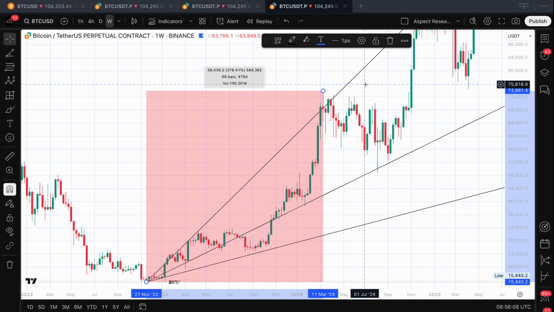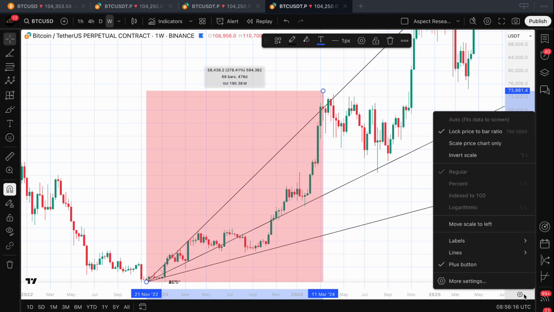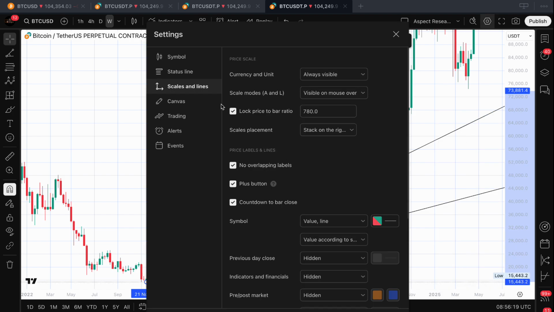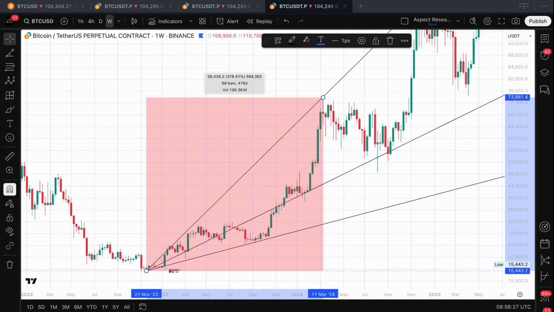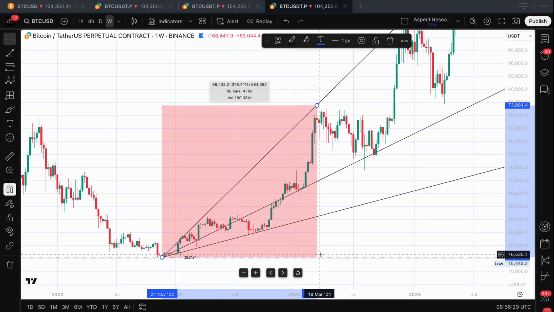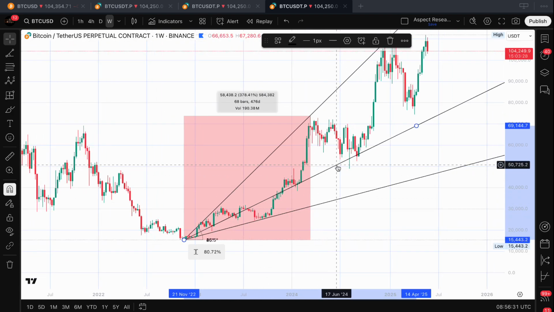58,400 divided by 68 gives us a ratio of 858. Let's take 860. There is no point in being accurate to the decimal point. 860, okay. And look here.